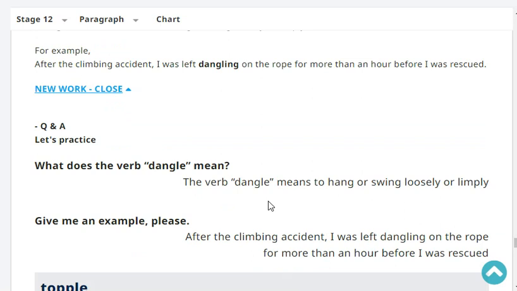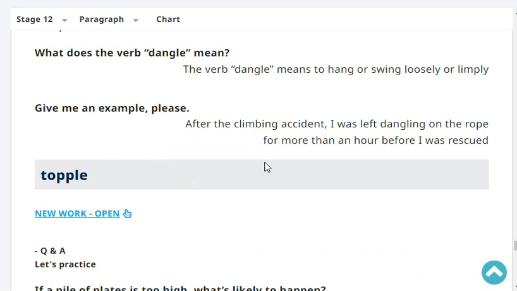Let's practice. What does the verb dangle mean? The verb dangle means to hang or swing loosely or limply. Give me an example, please. After the climbing accident, I was left dangling on the rope for more than an hour before I was rescued. Very good.